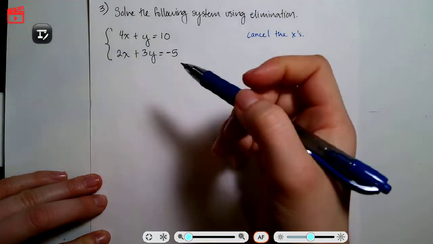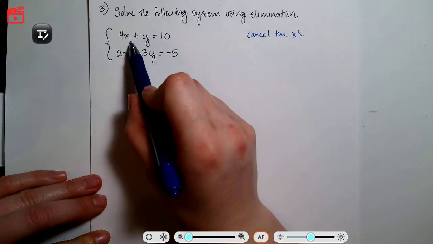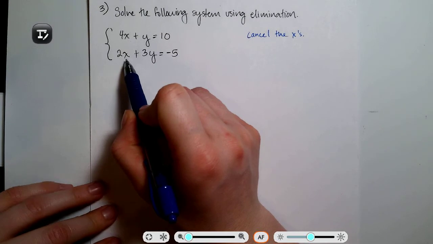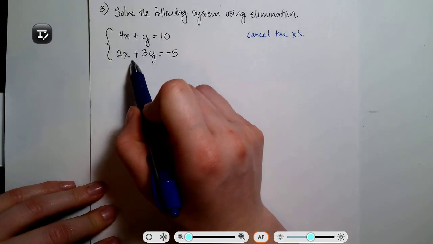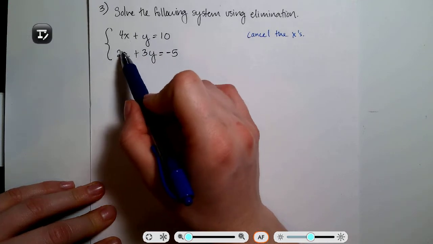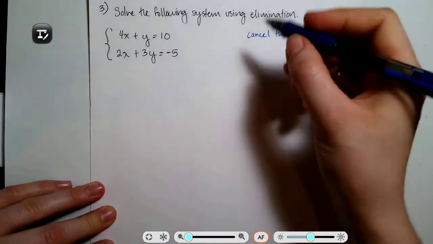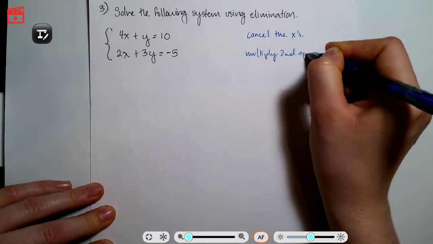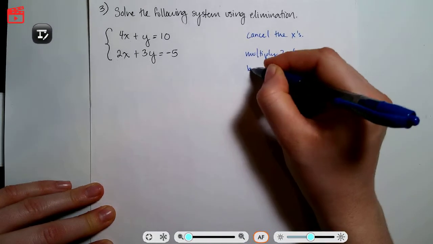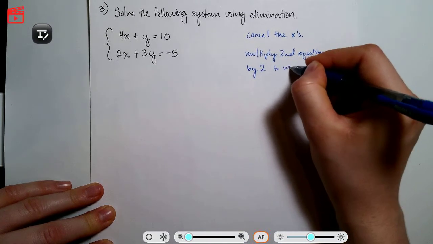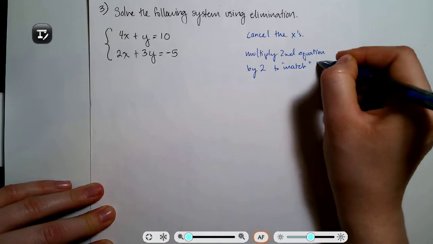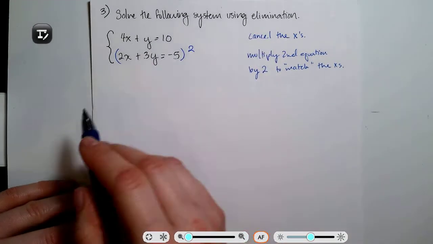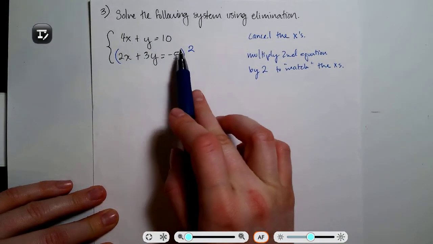All right, so to cancel the x's, that means I need to match them. I have a 4x here and a 2x here. So how would I make them look the same? Well, if I multiply this equation by 2, then I would get a 4x. So let's do that. I'm going to multiply the second equation by 2 to match the x's. Remember, you have to multiply everything by 2. Each of these terms needs to be multiplied by 2.